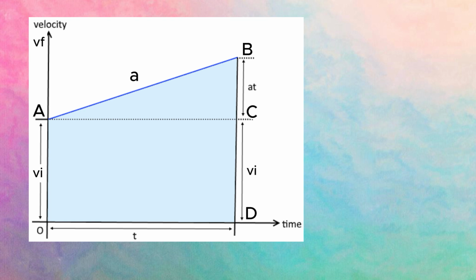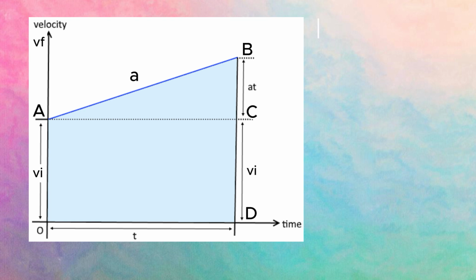In the graph, the velocity of the body changes from A to B in time t at a uniform rate. So we get a straight line graph from point A to B. BD is the final velocity and OD is the total time t. A parallel line is drawn from A to C, and another perpendicular is drawn from B to OD, represented by dotted lines.